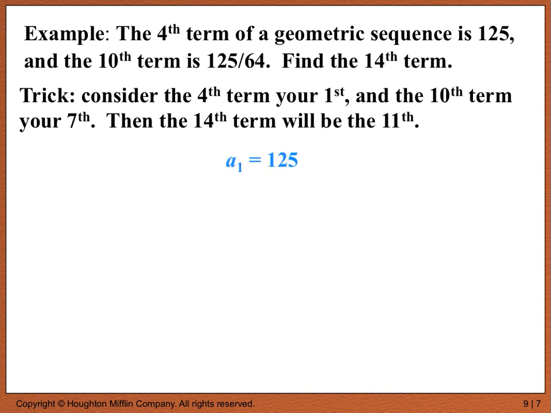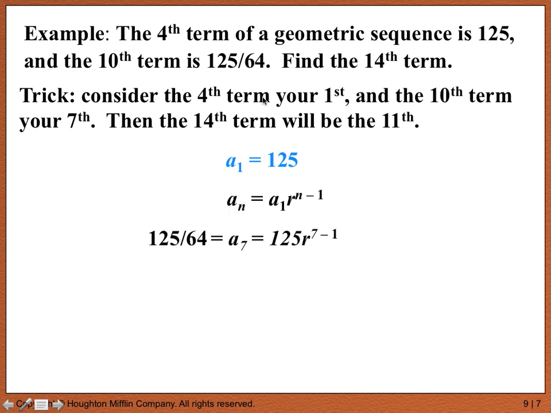All right, so using the trick, a sub 1 is 125. Why? Because I'm given the fourth term, 125, and I'm considering the fourth term my first. And so my first term in this new way of looking at the sequence is 125. Well, this is my formula for the nth term: a sub n equals a sub 1 times r to the n minus 1. We know that already from previous screens. And now I just fill in what I can.